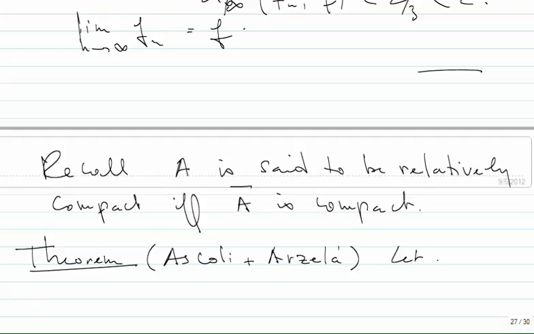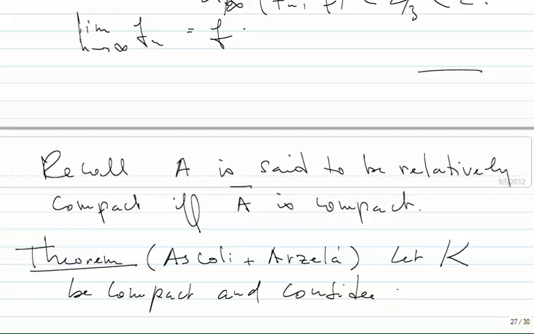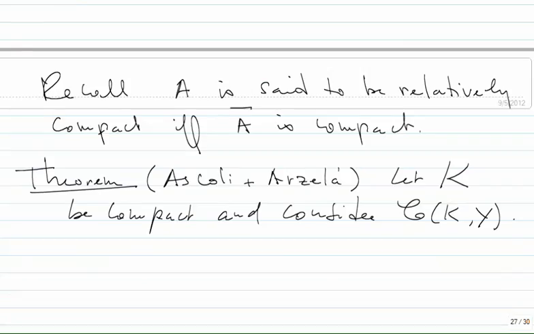Let K be compact and consider C of K, Y as before. So keep in mind we don't need the B because K is compact, okay? Where Y is assumed to be a complete metric space. Okay, so we know that in this case C(K,Y) is a complete metric space for the d infinity distance.